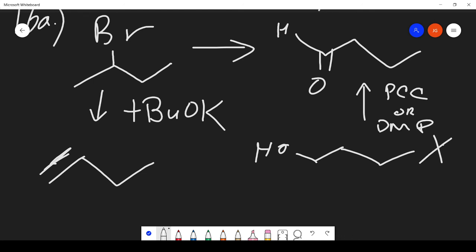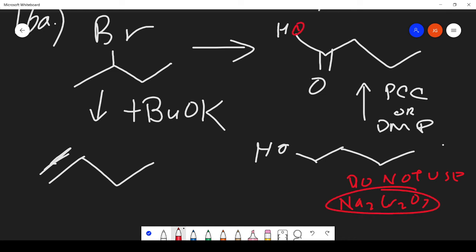What we cannot use is, do not use Na2Cr2O7. The reason being, if we use that, we're actually going to get the carboxylic acid. This is too strong of an oxidizing agent. It's way too strong.